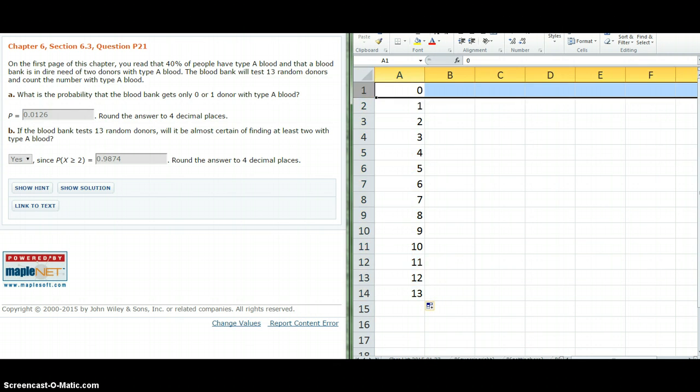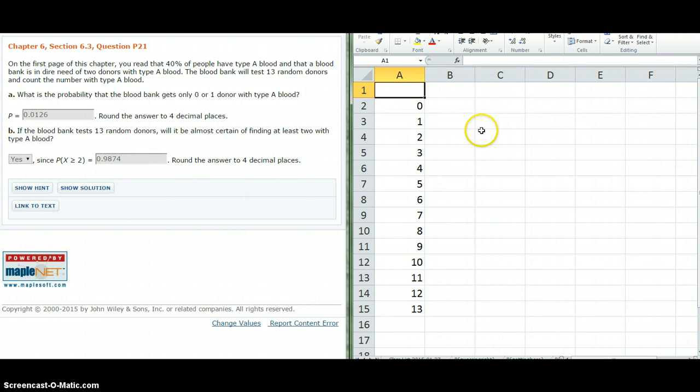So this is, probably should insert this. This is type A's. So this is the number of type A's that I get, and that's the probability that I'm looking for. So let me do a quick formula here.